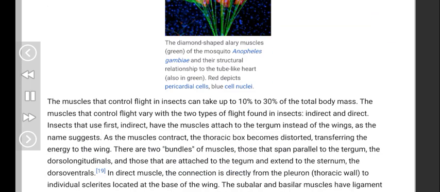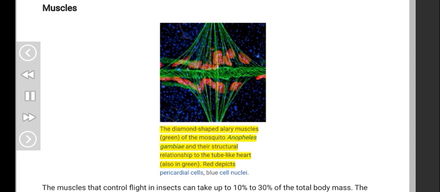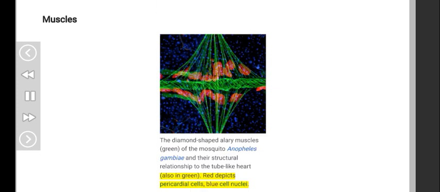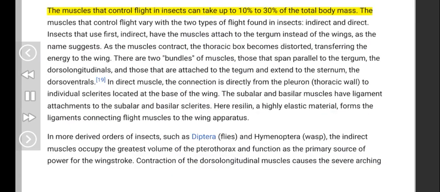15. Muscles. The diamond-shaped alary muscles, in green, of the mosquito Anopheles gambiae and their structural relationship to the tube-like heart, also in green. Red depicts pericardial cells, blue cell nuclei. The muscles that control flight in insects can take up to 10% to 30% of the total body mass. The muscles that control flight vary with the two types of flight found in insects, indirect and direct.